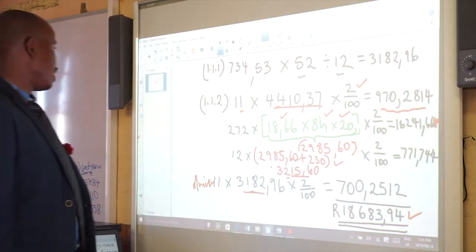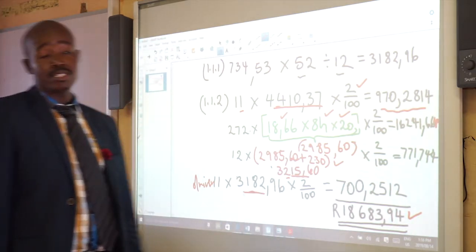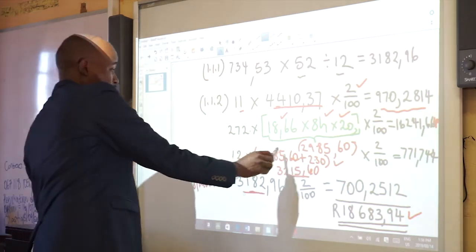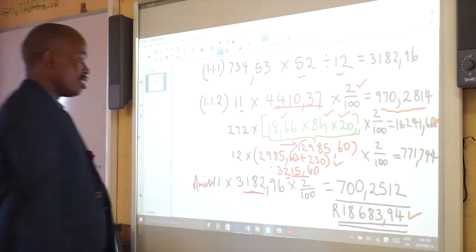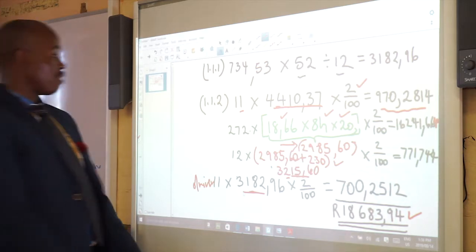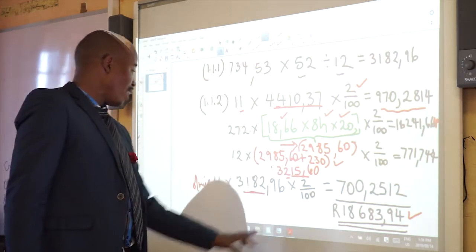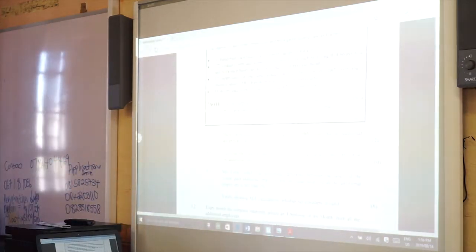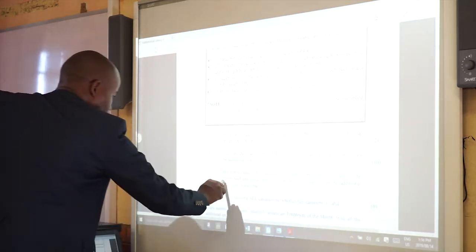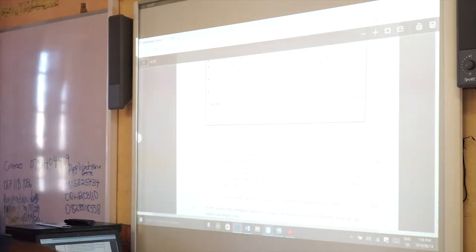Okay, so we have identified the lowest salary. It's 2,985, the one for the cleaner. This is the lowest salary. All other salaries are above this one. So why are we identifying that? Because the question is talking about the salary of the lowest paid additional employee. So the question is talking about the lowest salary.